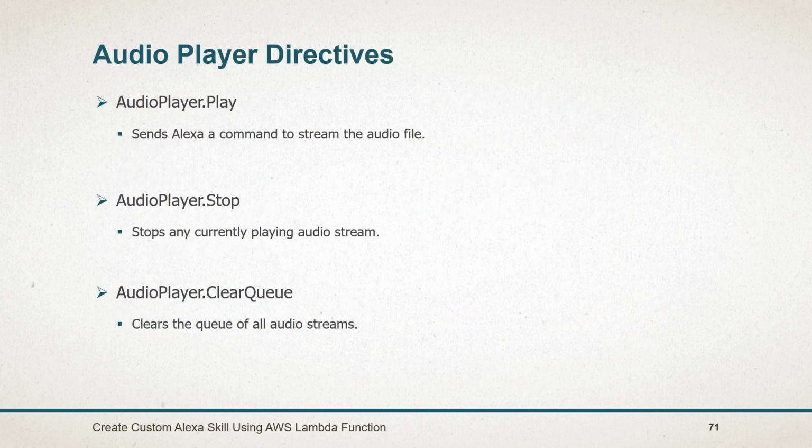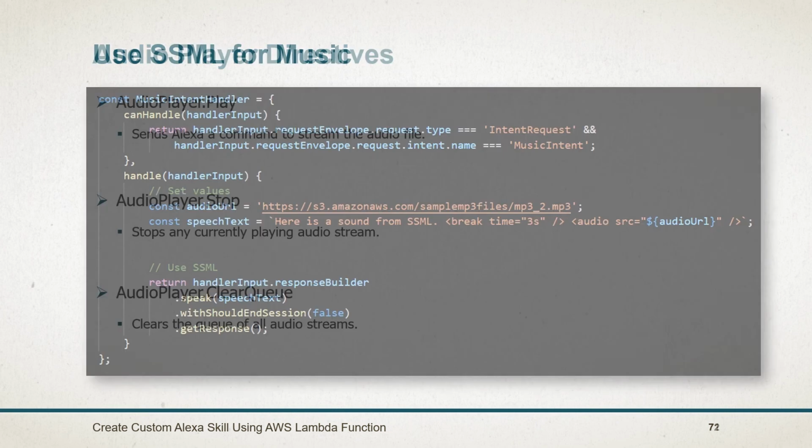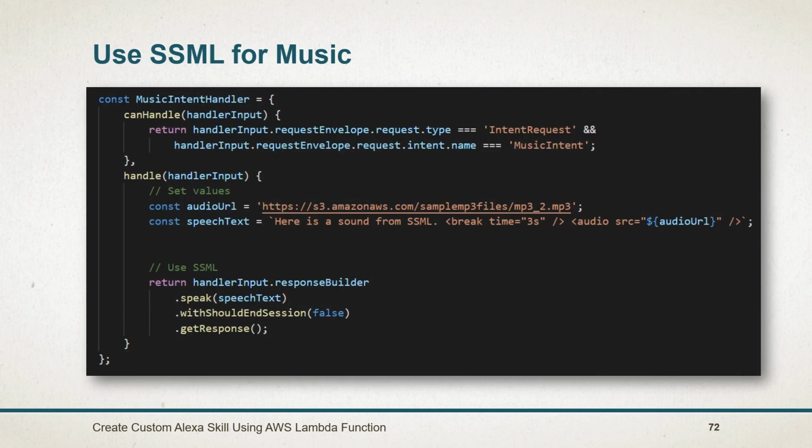Alexa supports 3 audio player directives at the time of recording. Here we have used play and stop. You can also try clear queue to remove all tracks from the queue, and also try to use predefined intents to create your own custom music player. This is an example. We have used SSML to play audio. Use the audio tag and pass the audio file URL in the source attribute.